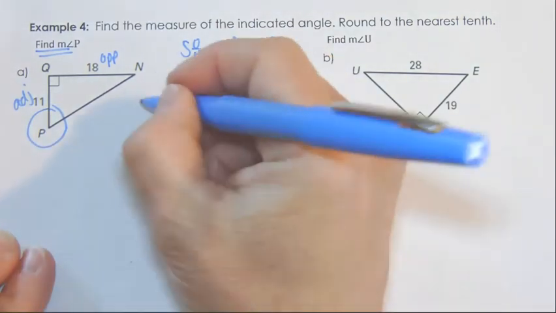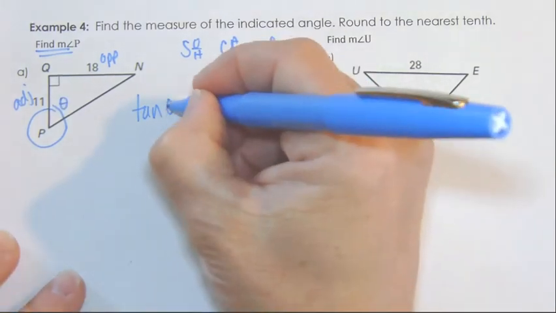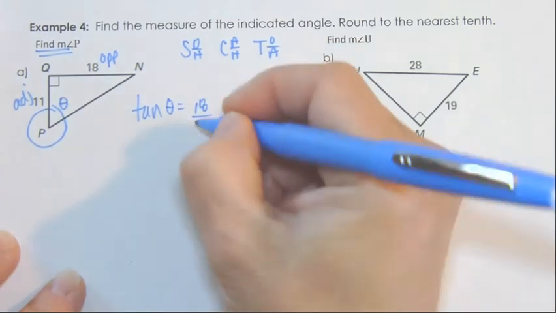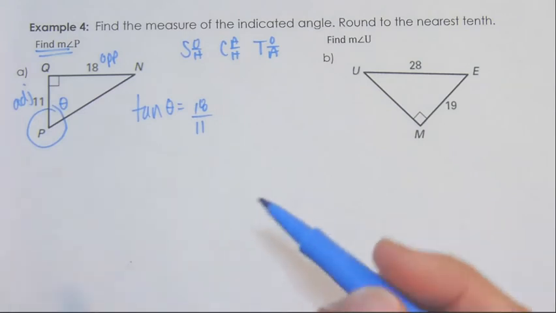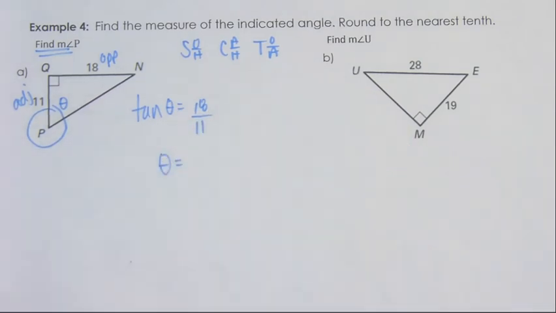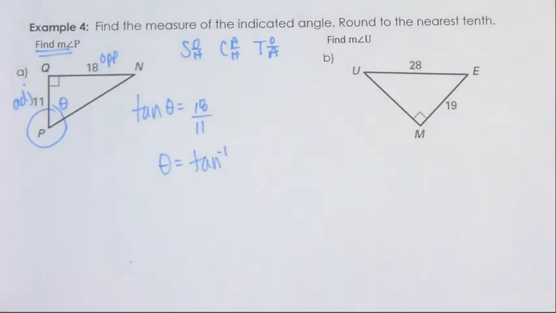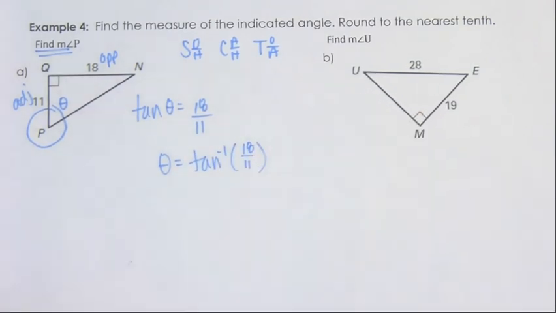So I'm going to do tangent of angle P. I don't know the angle. Remember we call angles theta? So I've got tangent of theta is equal to the opposite over the adjacent. When we don't know the angle, we're going to use the inverse of tangent. So the angle theta is equal to tangent, with a little -1 there, and that stands for the inverse, 18 over 11. So this is just a matter of typing in your calculator.